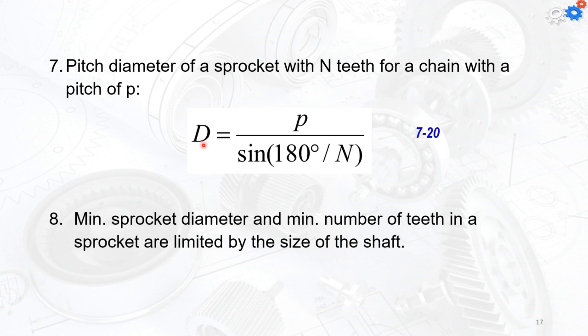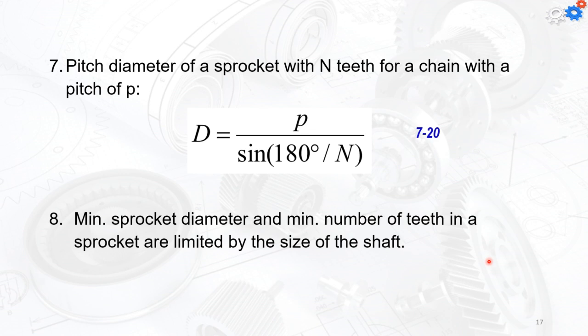So we can find the D1 and the D2, which is smaller and the larger, and we move to the next step, which is going to be the minimum sprocket diameter and the minimum number of teeth in the sprocket. These are going to be limited by the size of the shaft, of course. So I'm not going to choose something that's not going to fit on the shaft that I designed earlier.